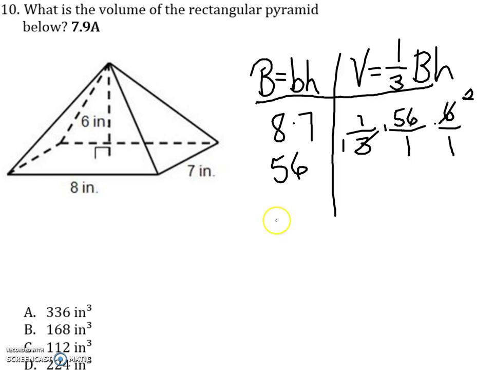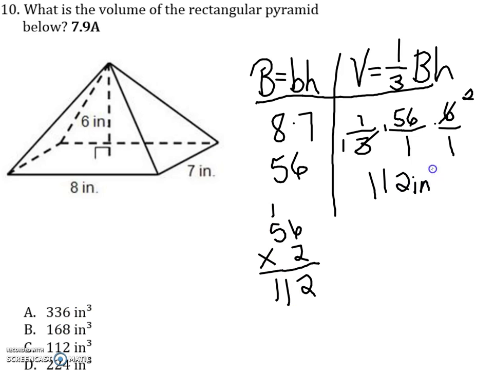Then we're going to do 56 times 2. Top times top, bottom times bottom. 2 times 6 is 12. 5 times 2 is 10. Plus 1 is 11. 112 inches cubed.